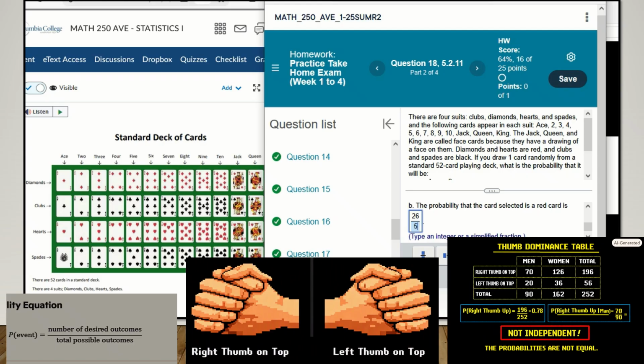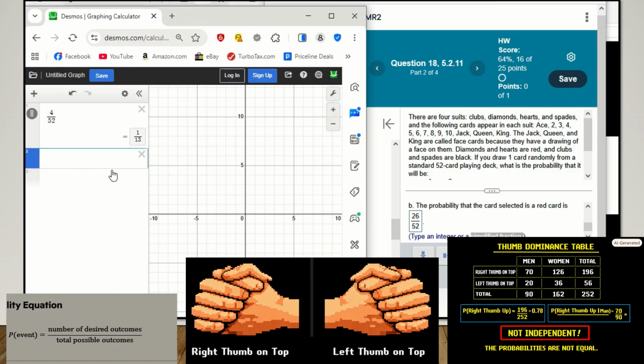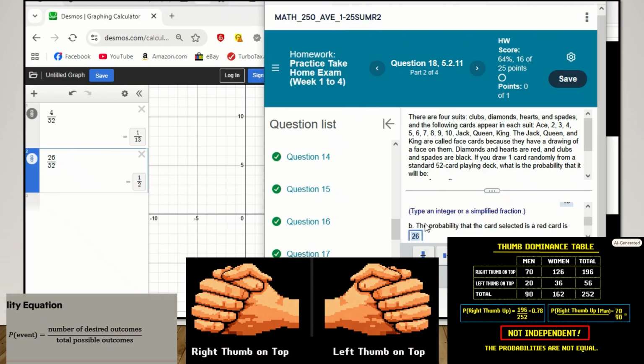Out of 52. But remember, it wants a simplified fraction. So for speed, let's do this one in Desmos. 26 out of the 52. And notice it didn't say anything about replacement, so it's just simply drawing it out. And see, that should be 1/2, which makes sense, right? Half of the cards are red, half of them are black, right? Because half the deck are red, half the deck are black.